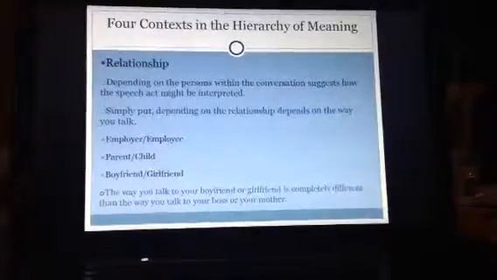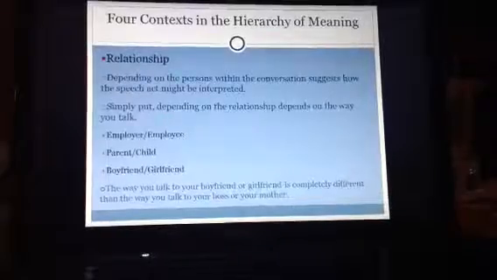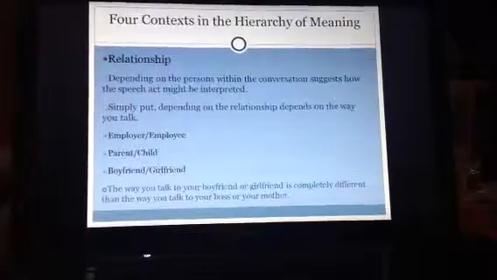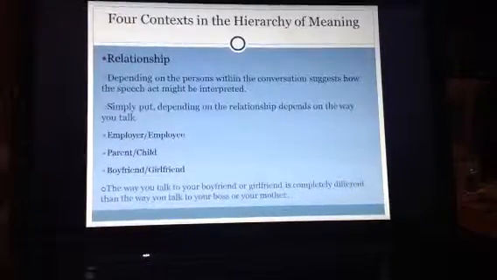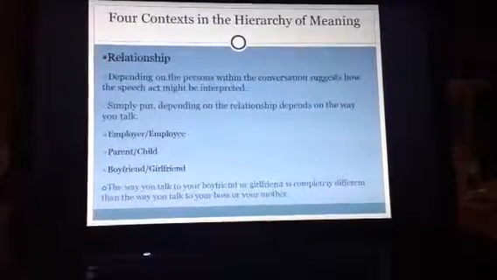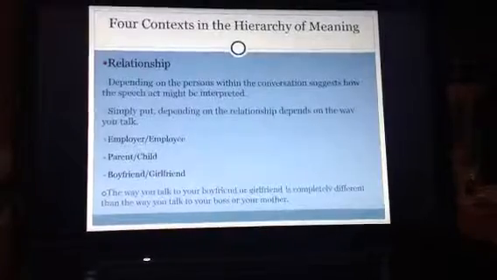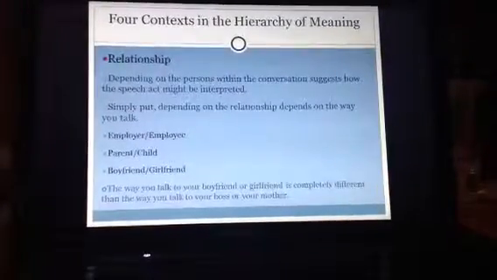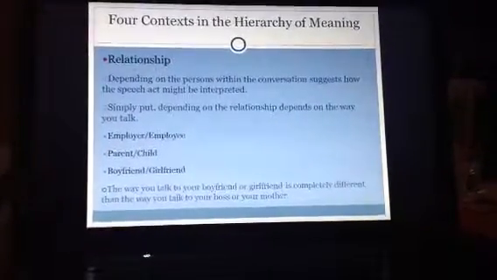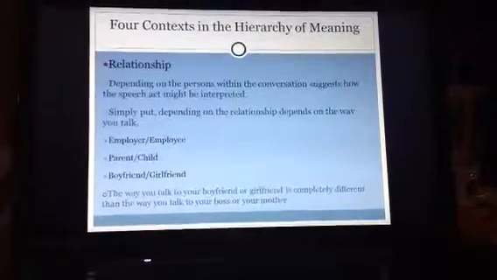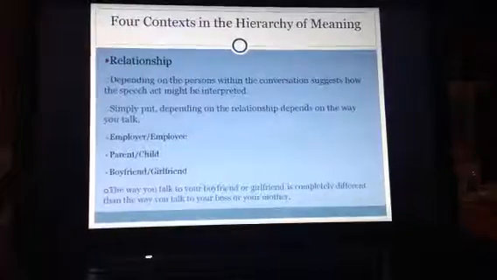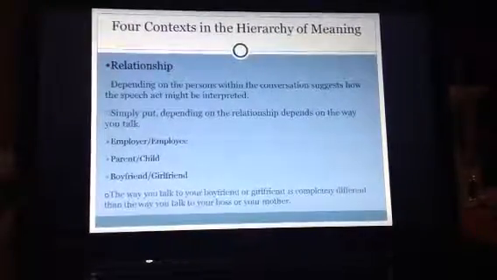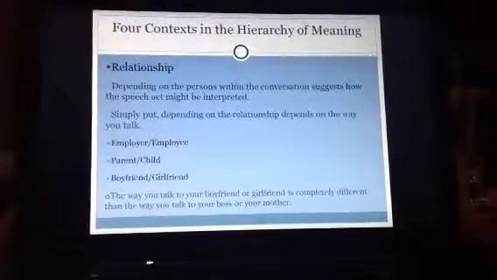The relationship depends on the people within the conversation, and it suggests how the speech act is going to be interpreted. This also has to do with the way that people are going to talk to each other. Simply put, the relationship that you have with whoever you're speaking to is going to affect the way that you actually speak. So for an employer and an employee, it would be very formal. There might not be any curse words or slang, very professional.